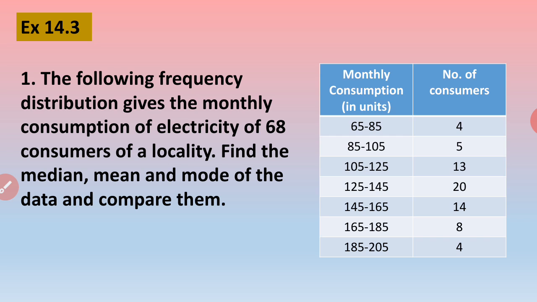These are all real life examples also. So you can see the importance of finding all these central tendencies in our real life also. The following frequency distribution gives the monthly consumption of electricity of 68 consumers of a locality. Find the mean, median and mode of the data and compare them. Here you are supposed to find out all the three and you have to compare them.